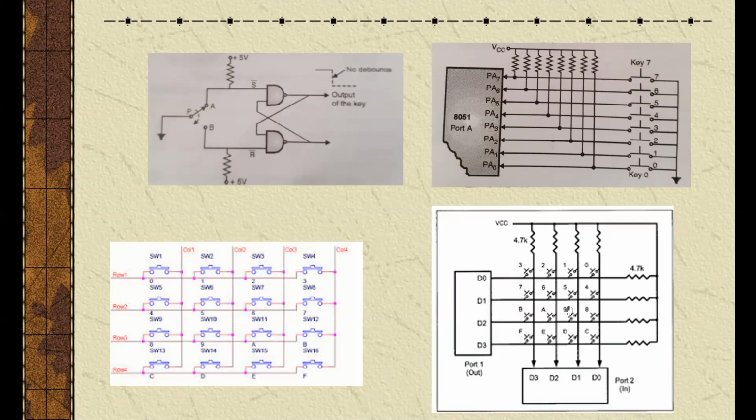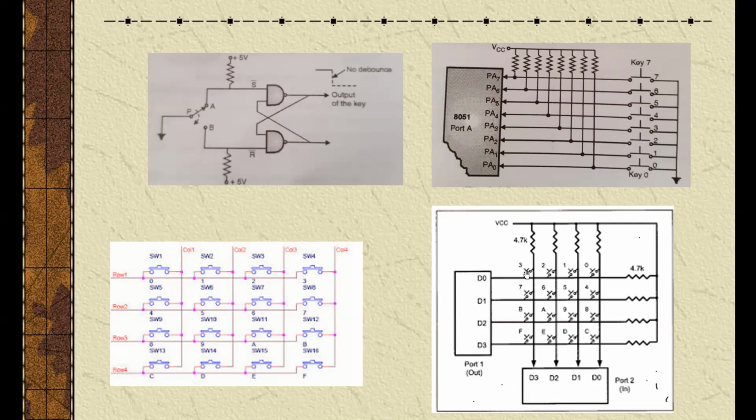This figure shows the interface of a matrix keyboard, and it requires 2 ports. One is an input port and another one is an output port. The columns are referred to as the scan lines and the rows are referred to as the return lines. These lines are known as the scan lines and the row lines are known as the return lines.